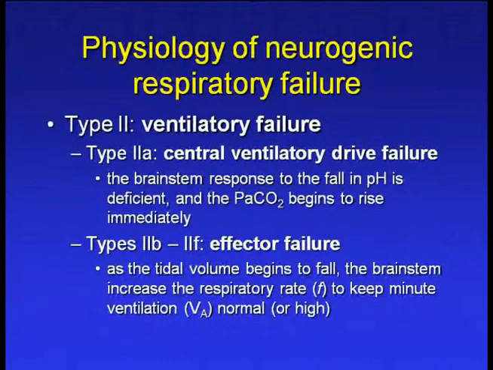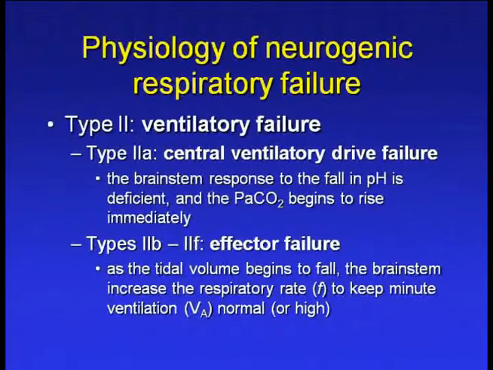If we move on to the ventilatory failure, it's basically either failure of central drive or failure of effector mechanisms. The failure of central drive is going to result in an immediate increase in CO2 and a fall in pH. One of the things to keep in mind, by the way, when you're analyzing these patients is that the PCO2 is really not important. It's the pH that's important in terms of ventilatory drive.